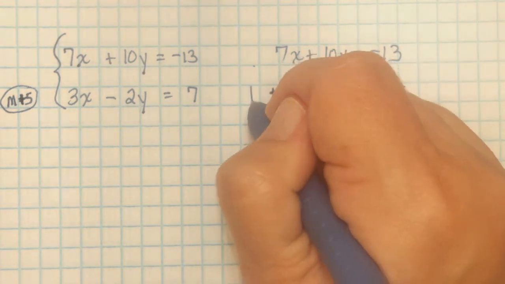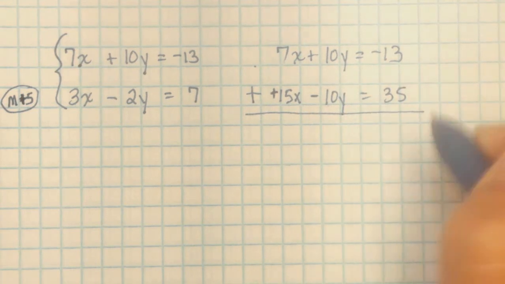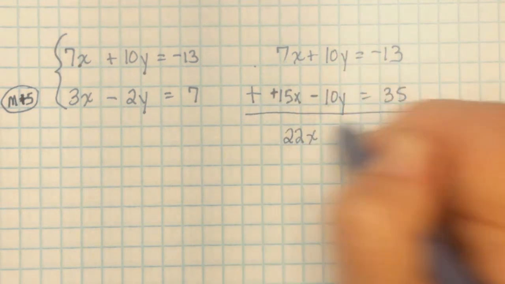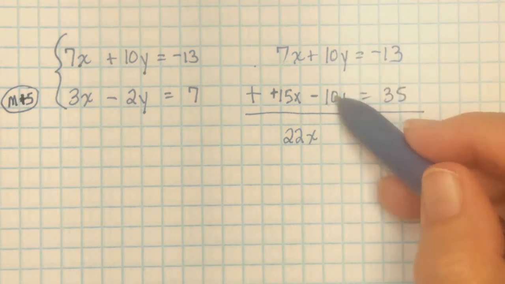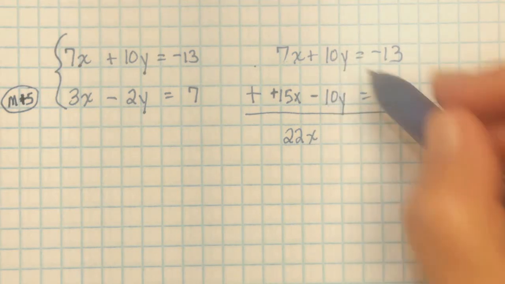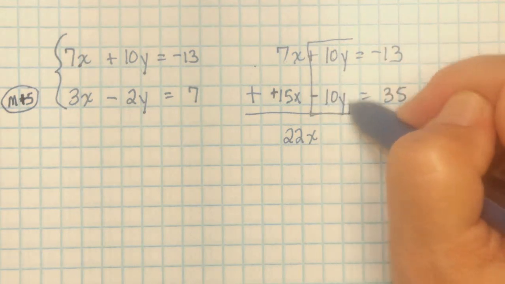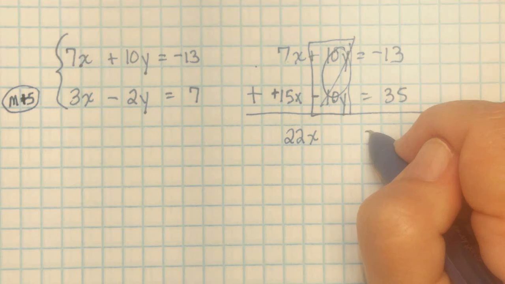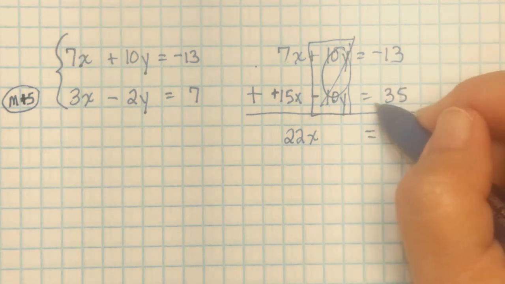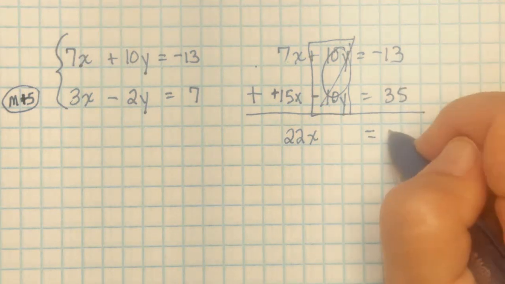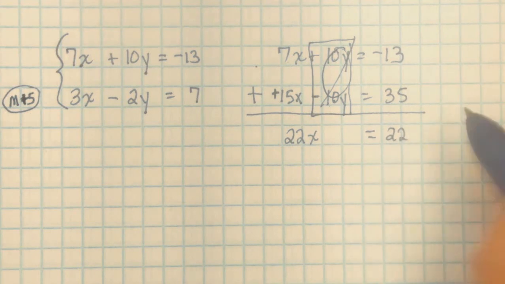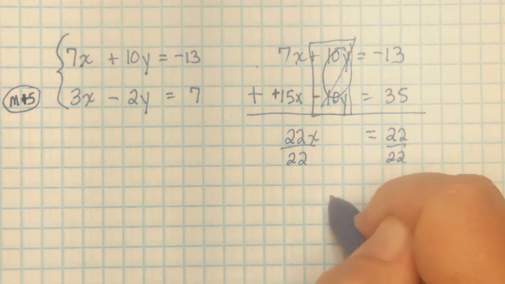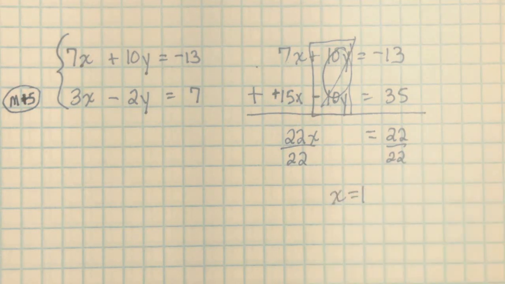And then I add my two equations together. So 7x plus 15x is 22x. 10y minus 10y becomes 0. So the key to this method is that these two are going to add up to 0. And then I'm going to have negative 13 and positive 35, which is going to give me 22. And then I'm going to divide both sides by 22, and x is going to be equal to 1.